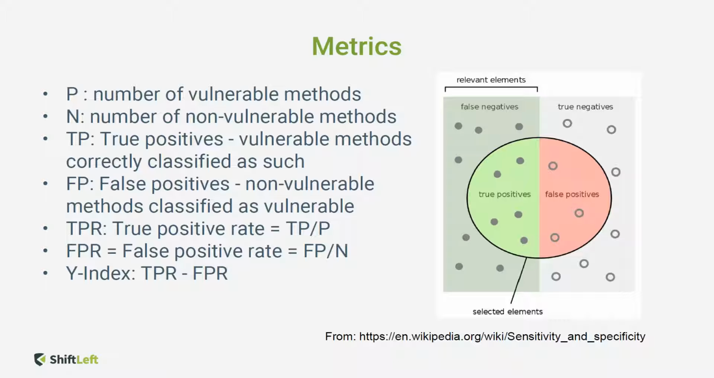And then once you have those numbers, you can calculate rates from this. So you can calculate a true positive rate, which is essentially the number of true positives divided by the overall number of positive samples. So which fraction of the positive samples were you able to identify? And then there's a false positive rate, which is analogously the FPs divided by the number of negative samples.